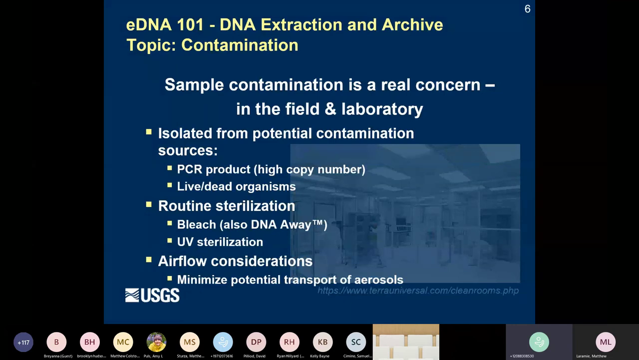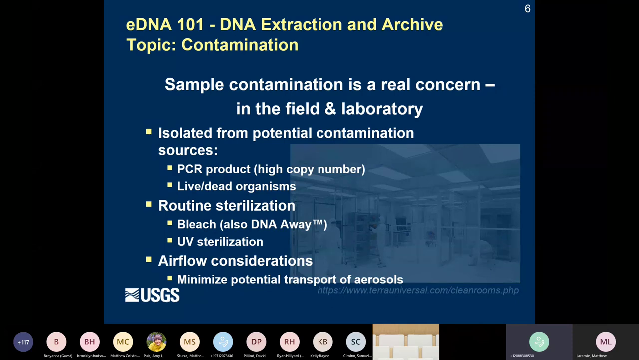And so what that looks like at minimum, it means that DNA extractions, the procedures themselves, ought to be isolated from most of the potential sources of contamination, especially PCR product. That's going to be the big one. But also live and dead organisms. There should also be routine sterilization strategies in place that use bleach or other products like DNA Away to sterilize the equipment as well as the work surfaces.